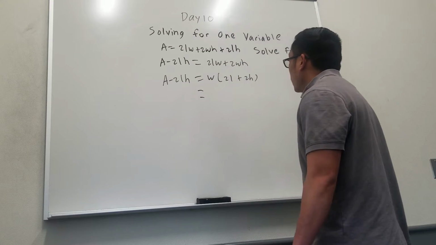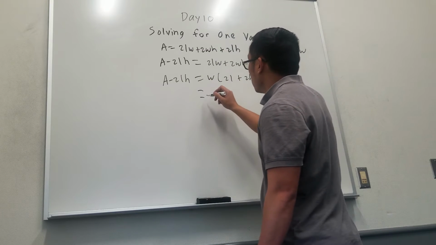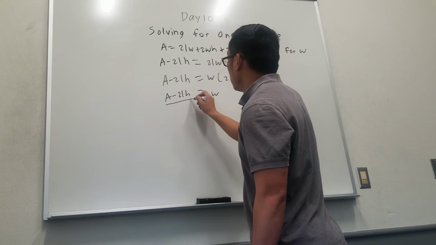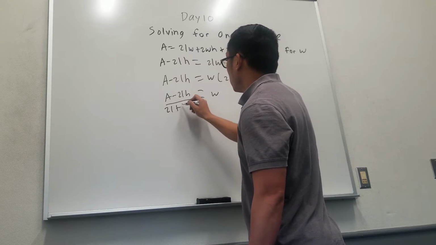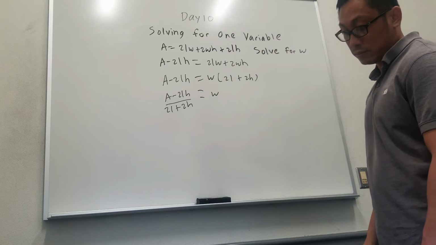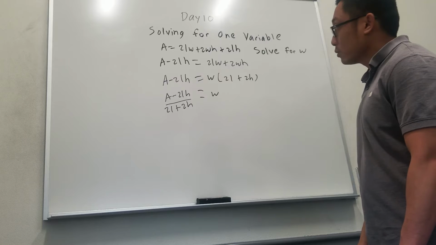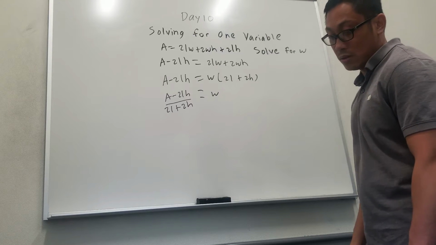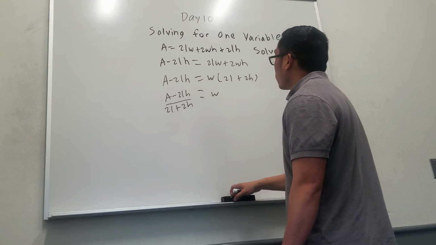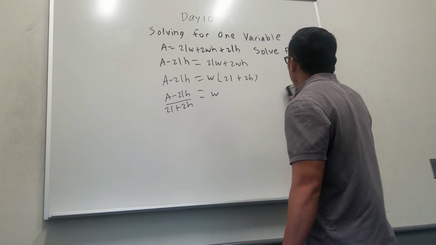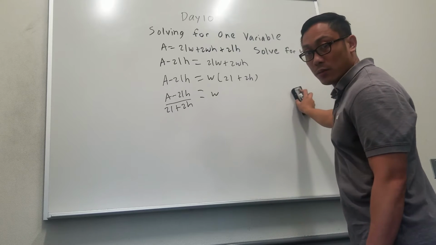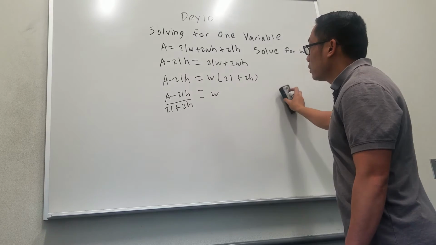So now I just gotta divide by 2L plus H. I have W. See, not too hard. W equals A minus 2LH all over 2L plus 2H. That's it. Okay, so there you go. All right, now we've just finished solving for one variable. What? Don't worry, we'll do some more practice problems. Make sure you understand this.